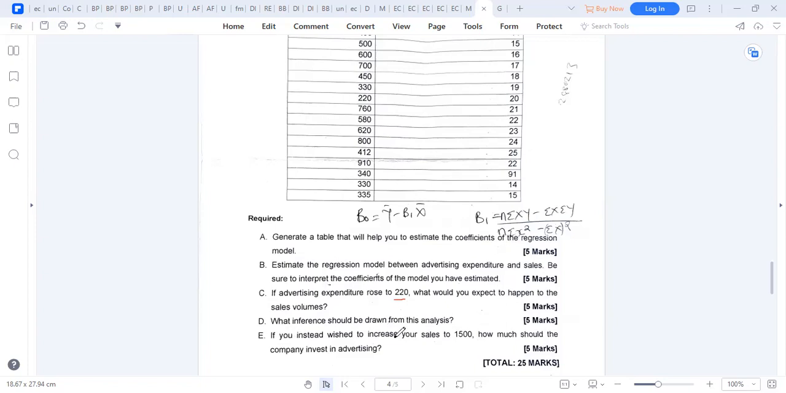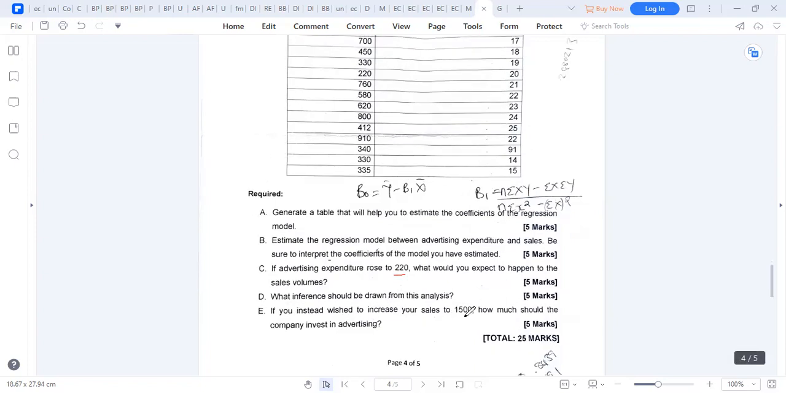So if instead you increase your sales to 1,500, how much advertising would you need? So now here you swap it. Where there's Y, you put 1,500. Then you find X. Can you fail to get all the 5 marks here?